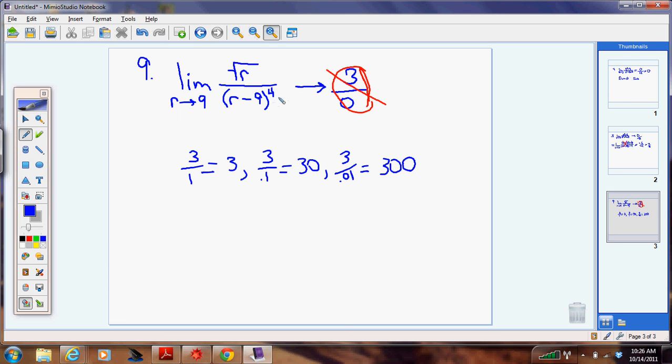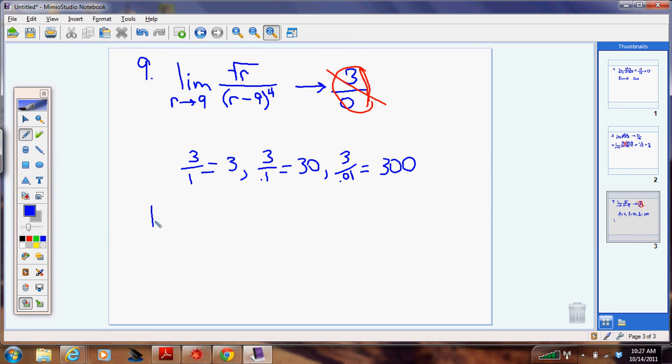It's going to affect the answer because this is an even power. And so no matter what values I plug in for r, approaching 9 from the left or the right, the quantity inside the parentheses here is going to be raised to an even power, and will always come out to be a positive number. And therefore, we're always going to have a positive 3 divided by a positive number. So from both sides, the limit's going to approach positive infinity.